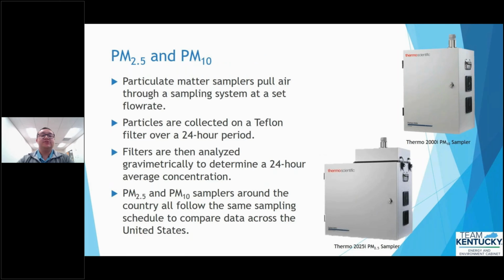So in addition to the T640 continuous PM 2.5 analyzer I mentioned earlier, we also operate intermittent samplers to measure PM. So we have different samplers for PM 2.5 and PM 10. We operate 3 PM 2.5 samplers at 2 different sites and 5 intermittent PM 10 samplers at 3 different sites in the state.